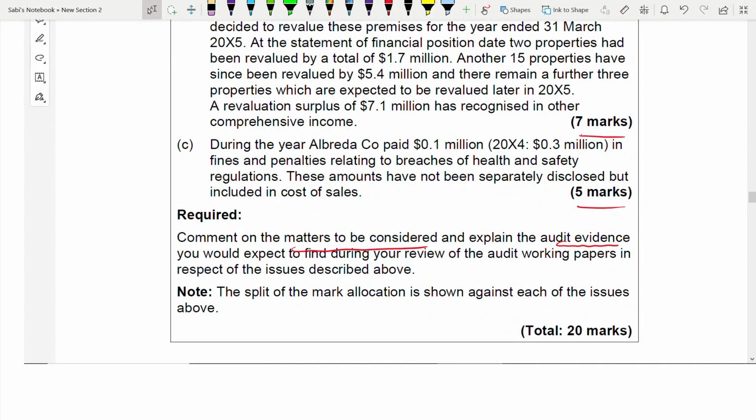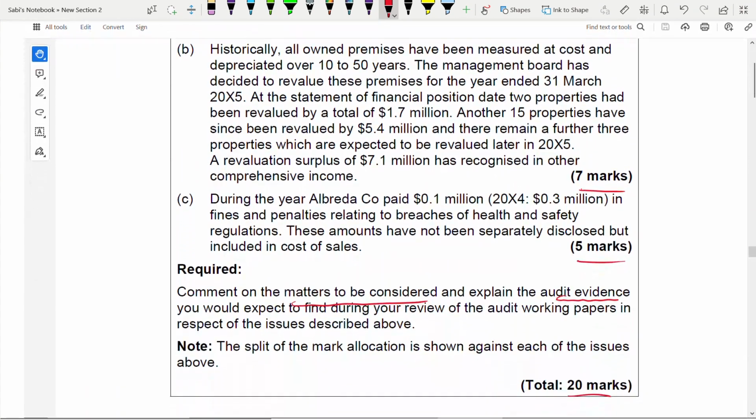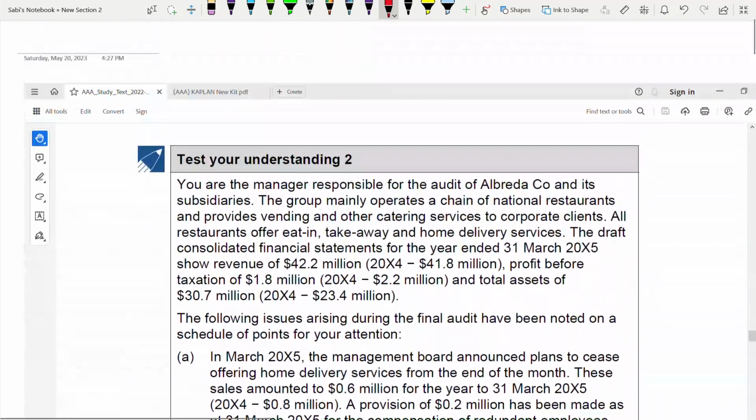And the total mark is 20 marks. Earlier one was 10 marks. Why double? Because here you have to write about audit evidence also. That's the additional thing. Rest everything is the same.